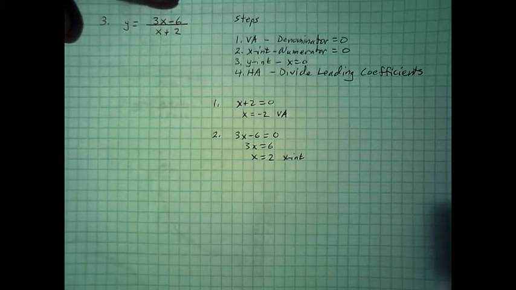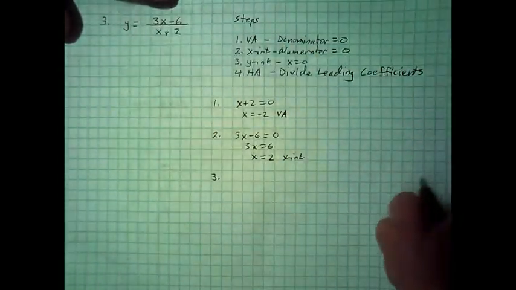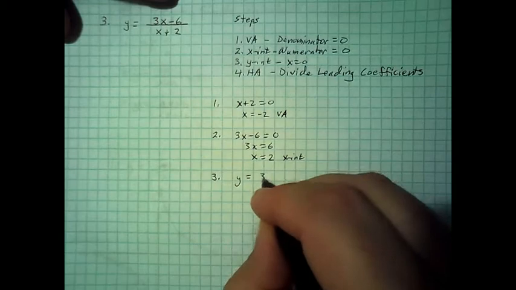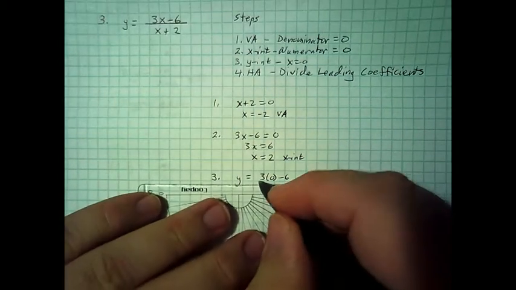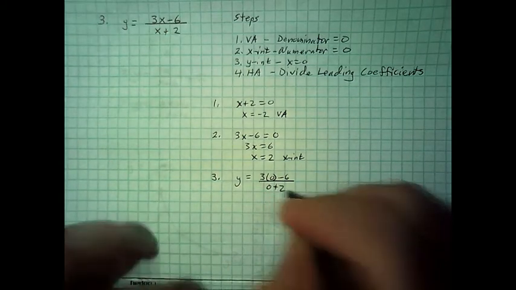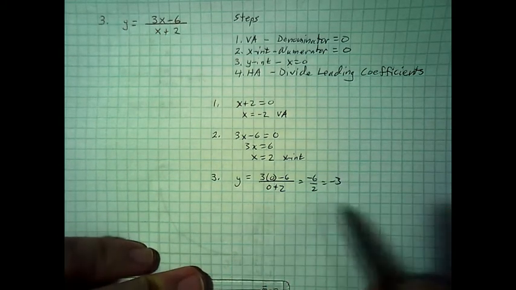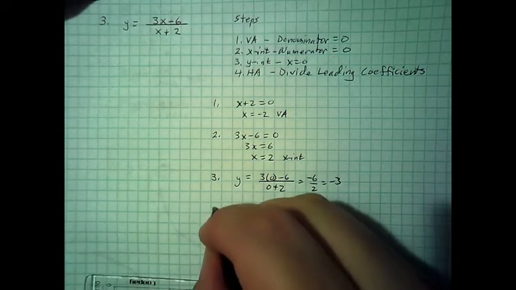Our third step is to find the y-intercept. It's arguably the easiest step. All you have to do is stick in 0 for the x's and find the y that goes with them. So 3 times 0 minus 6 over 0 plus 2, which is negative 6 over 2, negative 3. So y equals negative 3 is the y-intercept. That's where we're going to cross the y-axis.